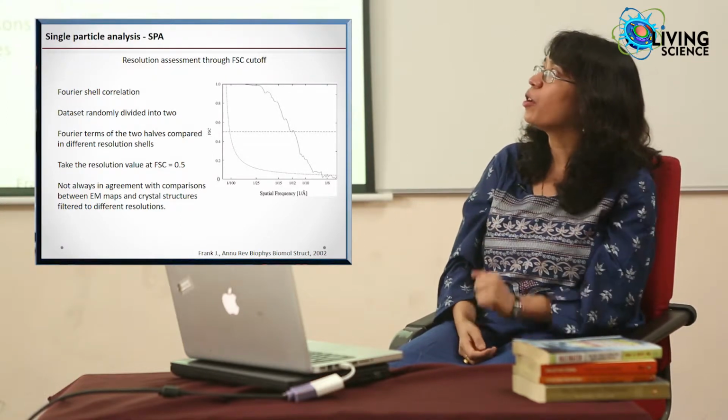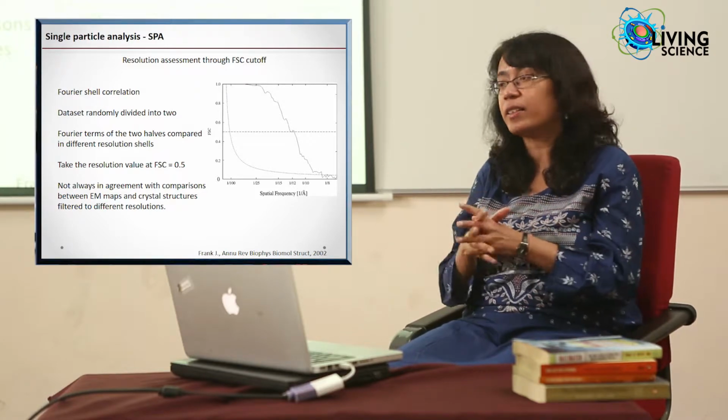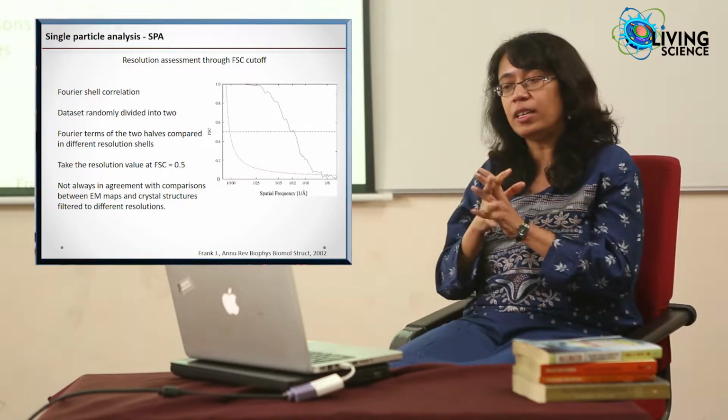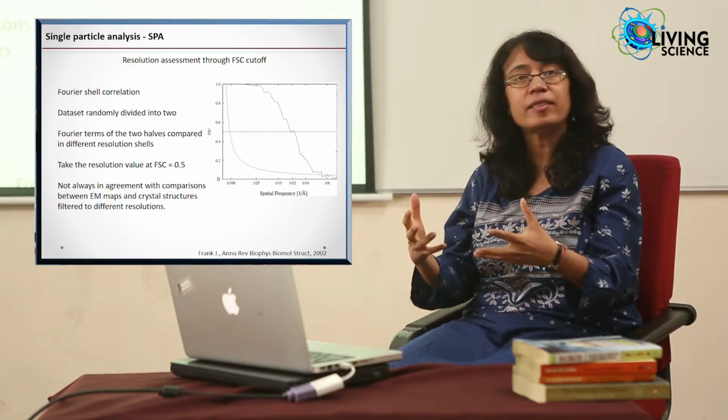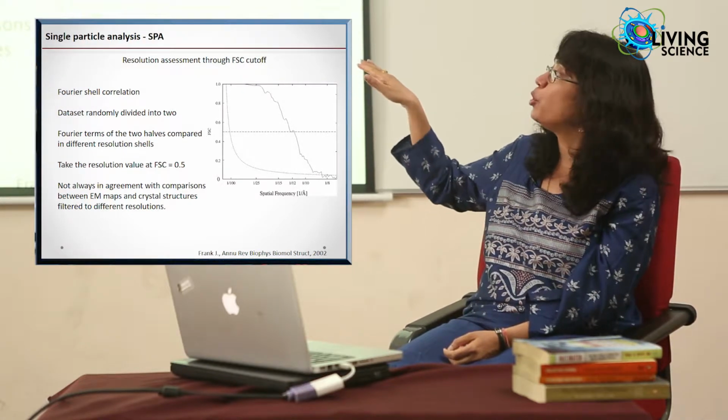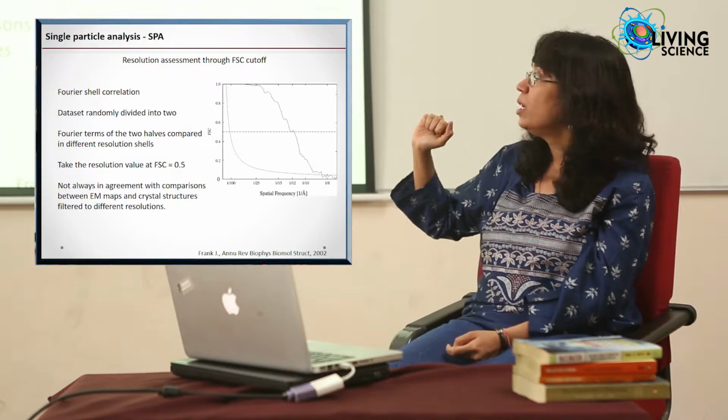So in case of cryo-electron microscopy, we take the data set, and this is also a procedure that was proposed by Joachim Frank, that you take the data set and randomly divide it into two, and then calculate the Fourier terms of the two halves and compare them to each other. And the FSC at 0.5 is the cutoff. This is where you say this is the resolution of the molecule. It could be 3 angstrom, it could be 10 angstrom, it could be 25 angstrom, depending on how good the images were to begin with and how good the reconstruction technique is.